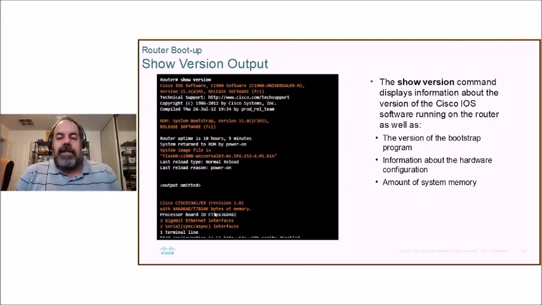You can run a command called show version, and that will show you what version of the operating system is running. It will also tell you a lot of other things. It will tell you about the hardware, so what CPU, how much RAM there is, how much flash there is, and things like that. It will also tell you what encryption is enabled on that particular version of the IOS.